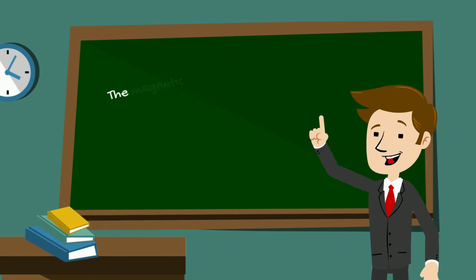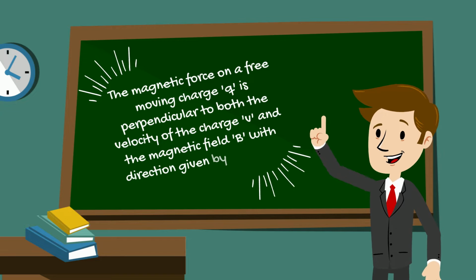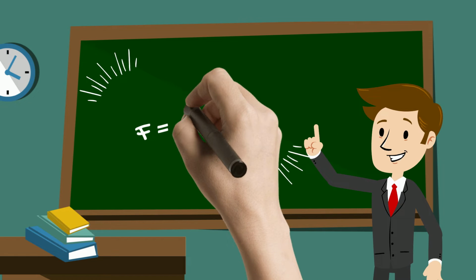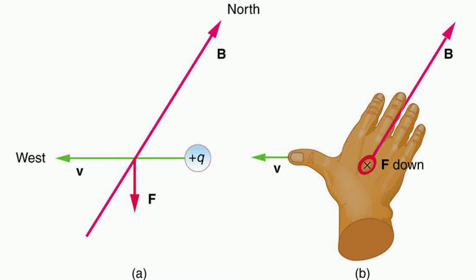The magnetic force on a free-moving charge, Q, is perpendicular to both the velocity of the charge, V, and the magnetic field, B, with direction given by the right-hand rule. The force is given by the charge times the vector product of velocity and magnetic field. Let's look at that diagrammatically.